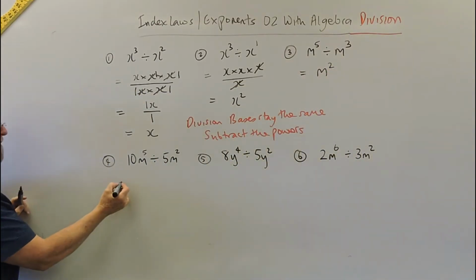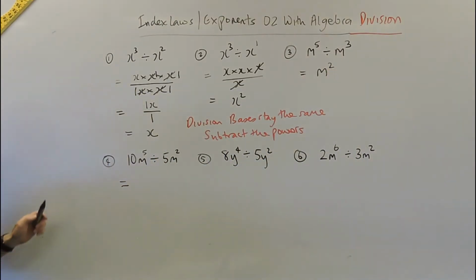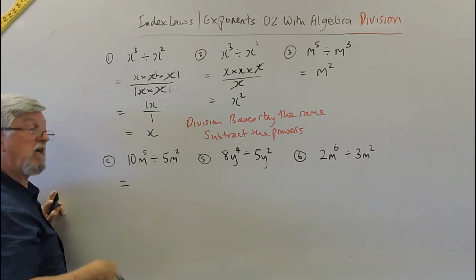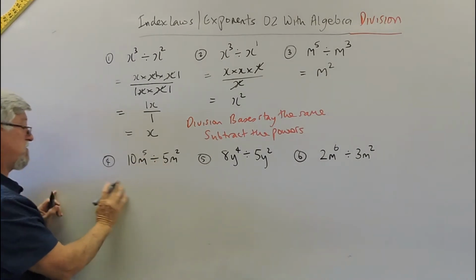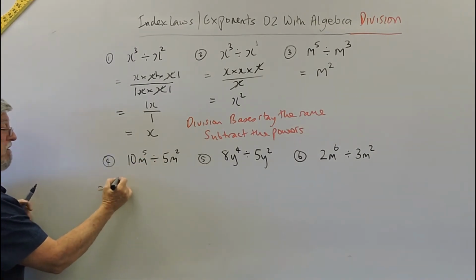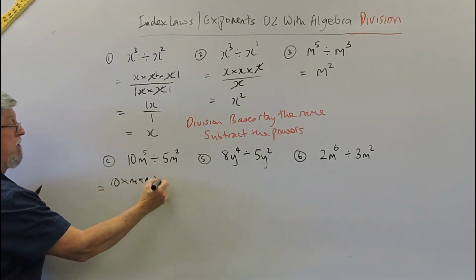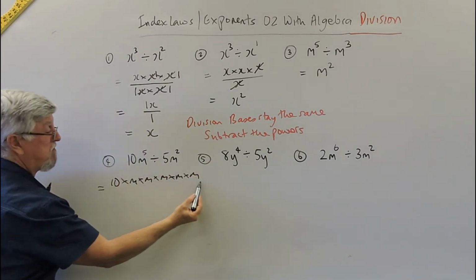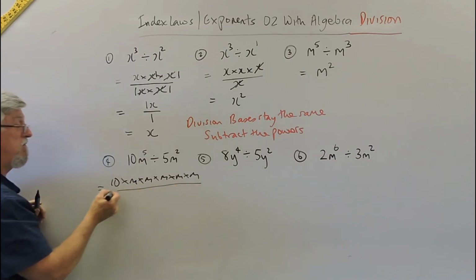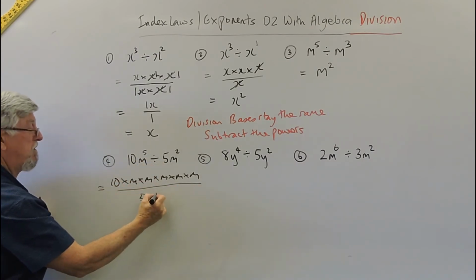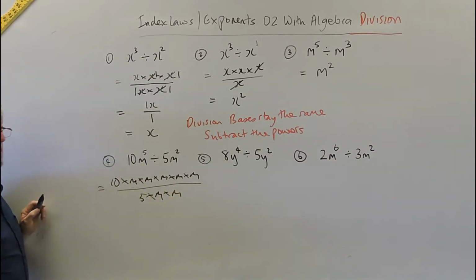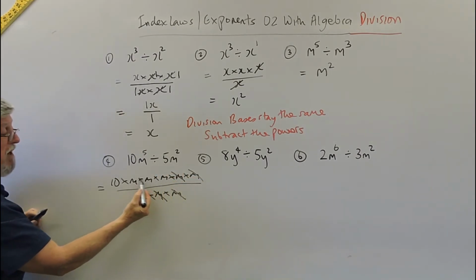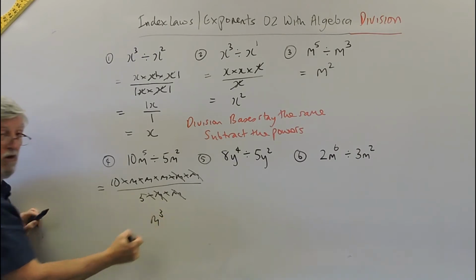Now some fairly quick ones, but people have trouble with the numbers. What happens when you've got a 10 and a 5? Well, the 10 and the 5 are normal numbers, so they work just normal. I could write this all out in full. I'll do it for once. 10 times 1, 2, 3, 4, 5. So there's a 10m to the power of 5. We're going to divide it by 5m squared. 5 with an m with an m. So we cross off the m's, cross off another m. You're left with m, which we refer to as m cubed.